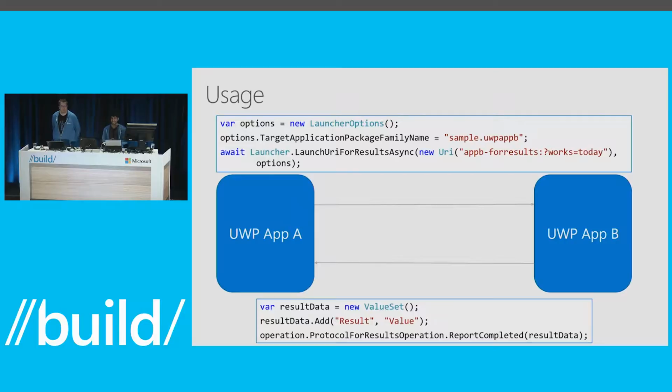On the other side, I actually get an operation. I can take as long as I want to complete this operation. In the Photos app, I could have stood there forever. And then, when I'm done, I create a value set. And this is what's going to go back to the other application. I feed that with any information I want, and then I can call report completed, and that takes me back to the main app.